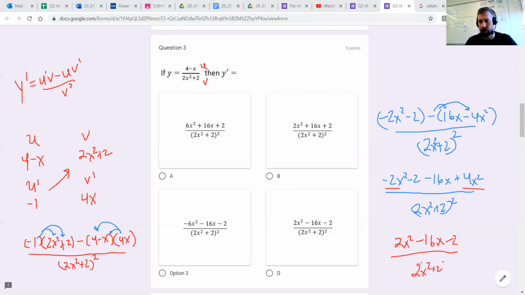And let's see, do I have any positive 2x squareds, minus 16x's and minus 2? Yeah, right here. Option choice D.